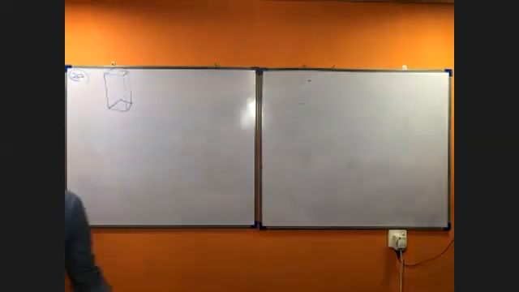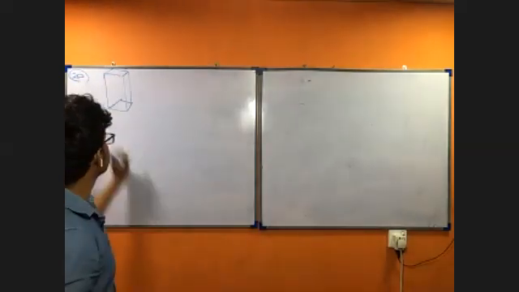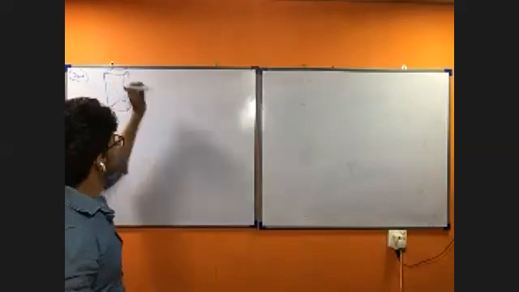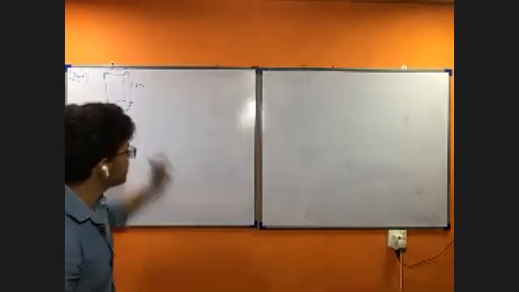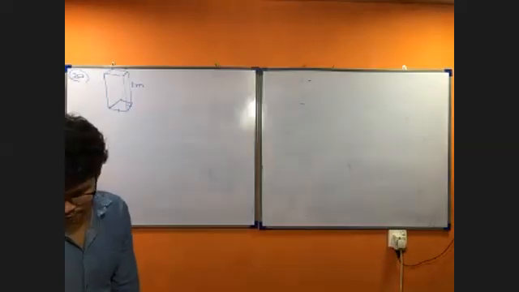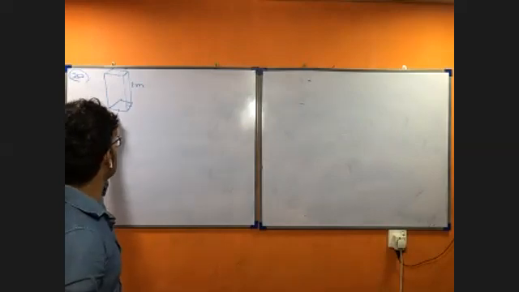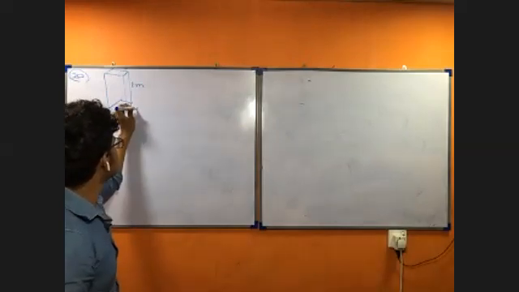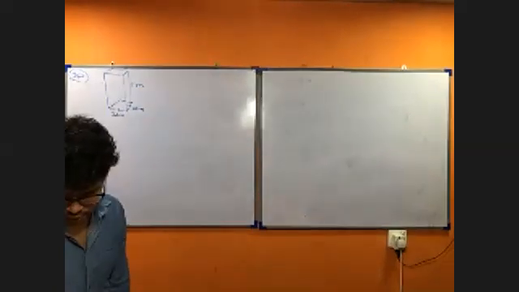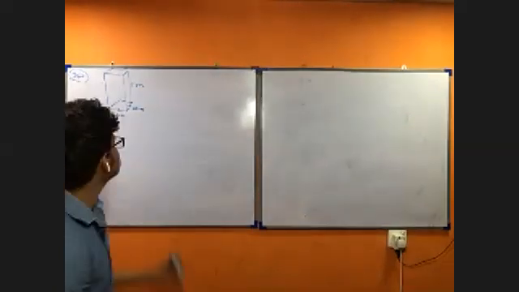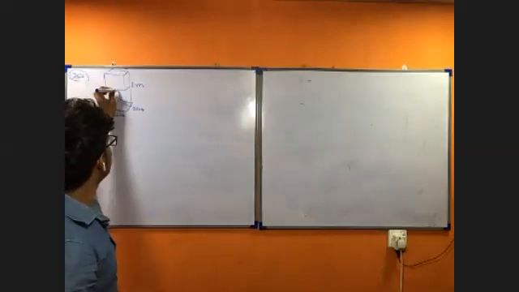Okay. The base of a glass-shaped container of height 1 meter is a square. The length of a side of the base is 25 centimeters. The container is filled with water to exactly half of its height.